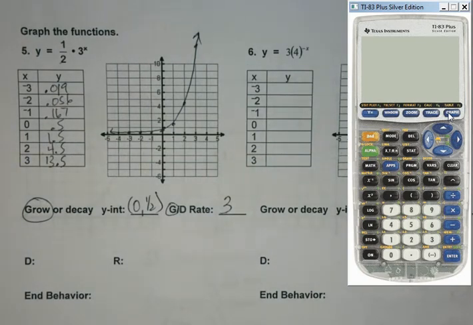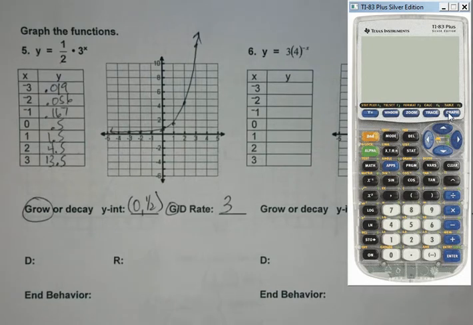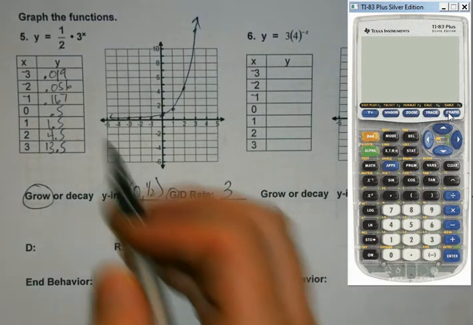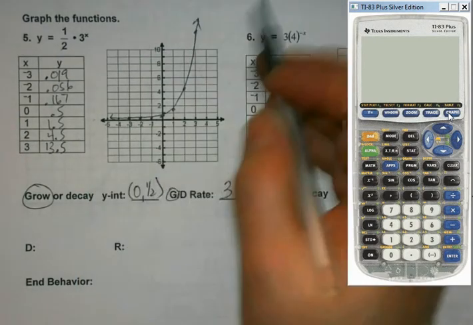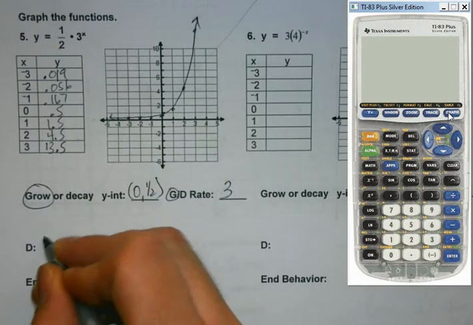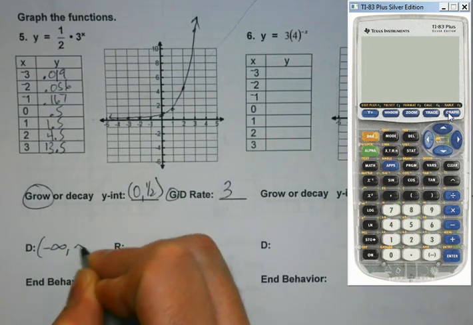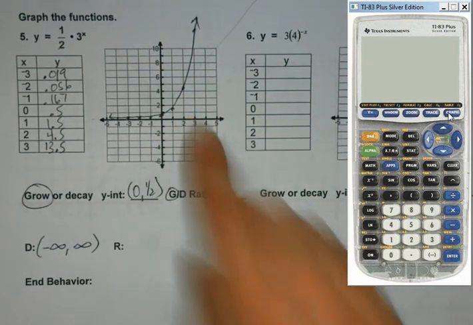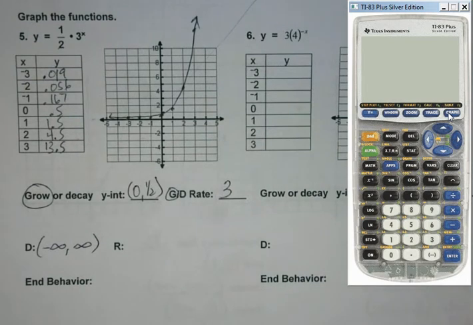So we already figured out growth. We already figured out the y-intercept. We already figured out that it's growth and has a growth rate of 3. So let's see here. What is my very consistent domain going to be? Left to right. Negative infinity to infinity. Because if I were to look at my table, as the x's continue, the y's are going to keep growing. So it's going to keep moving and moving and moving to the right.